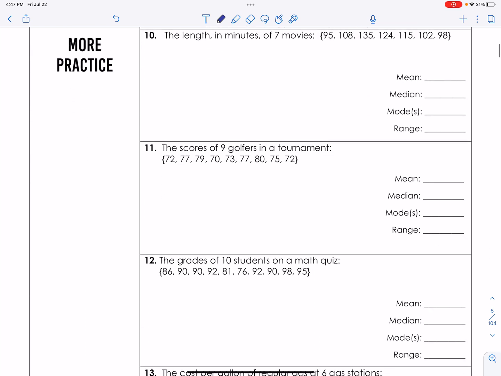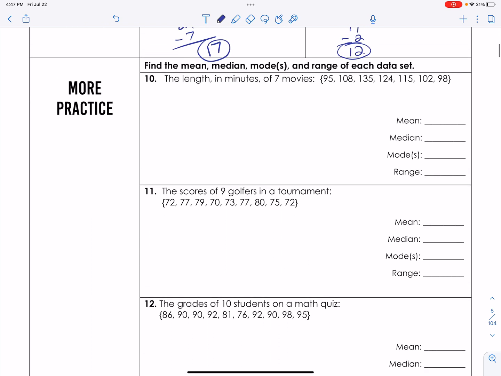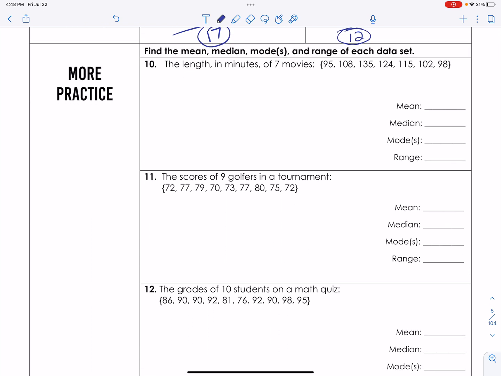Okay, so on these next problems, you're going to do all of them. So the first thing I'm going to do is I'm going to add them all up. I'm going to take out my calculator, and I'm going to go 95 plus 108 plus 135 plus 124 plus 115 plus 102. You can use your calculator, plus 98. And my answer is 777. 1, 2, 3, 4, 5, 6, 7. Oh, that's nice. 777 divided by 7, I'm guessing, is 111.